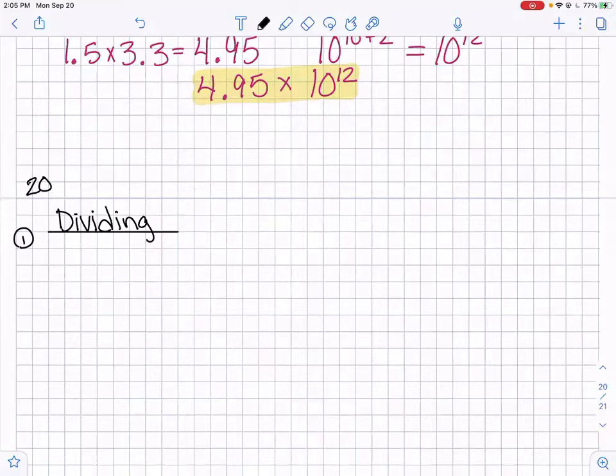Okay, Friday we talked about 3 steps for multiplying numbers in scientific notation. Who's got the first step? Multiply the decimals. So if the first step for multiplying was to multiply the decimals, what do you think the first step for dividing is? Divide the decimals.